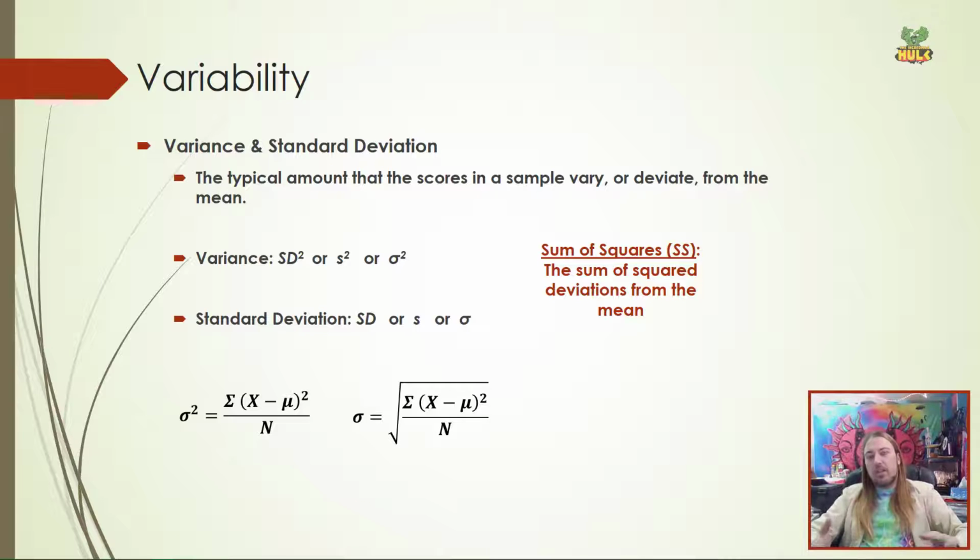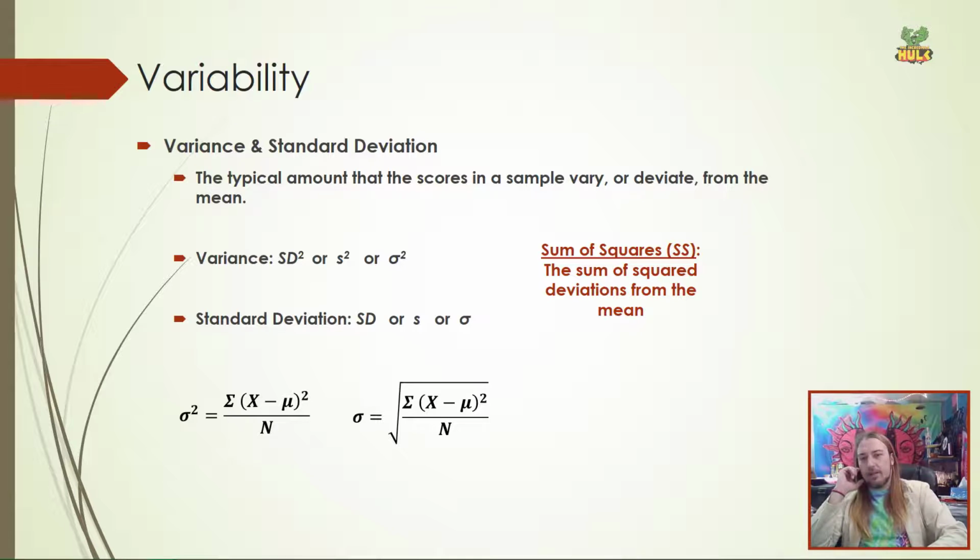What variance and standard deviation do is calculate how far above or below average each individual score is, so we can see how far away each score is, and then average that to get an idea of, on average, how much scores vary from that mean. How far are they spreading from that center point on average?